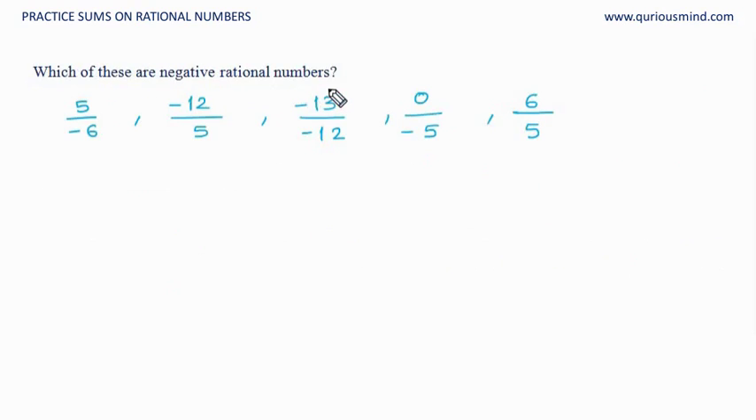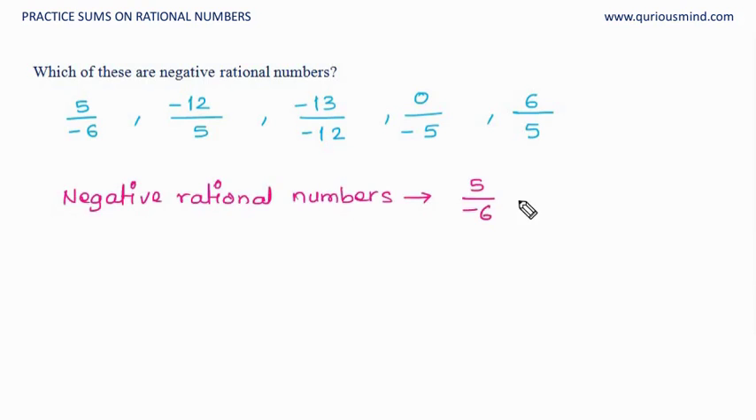Which of these are negative rational numbers? Let's take the first one. 5 upon minus 6. It is a rational number and only one of the numerator or denominator should have negative sign. Yes, only the denominator has a negative sign. Hence, 5 upon minus 6 is a negative rational number. Minus 12 upon 5. Again we see it is P upon Q, Q not equal to 0, and only the numerator has negative sign. One of them only. So yes, it is a negative rational number.